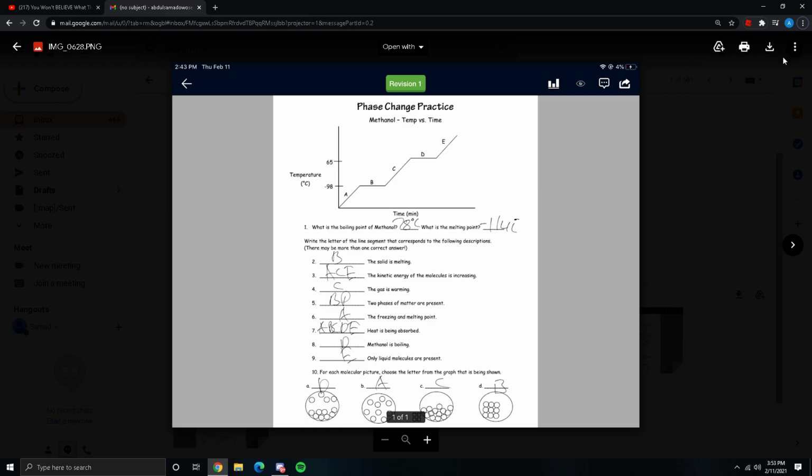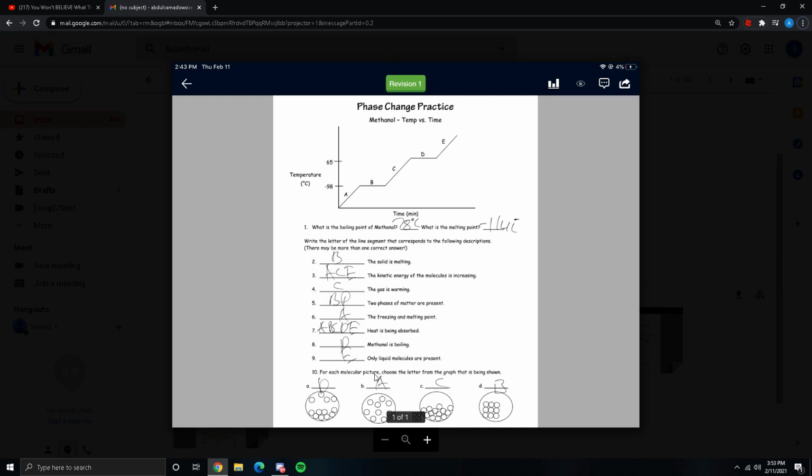Today we're going to be talking about what assignments and classwork I get for my physical science. First, we're going to start with phase change. We learned this earlier in January.